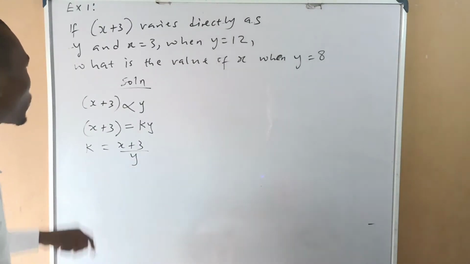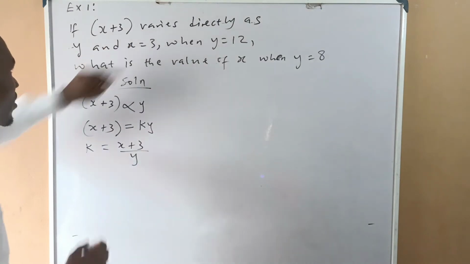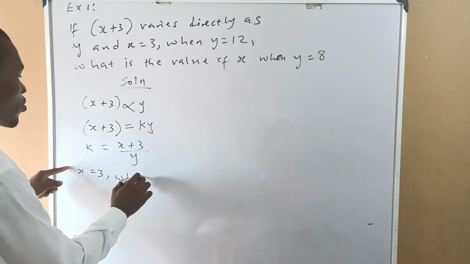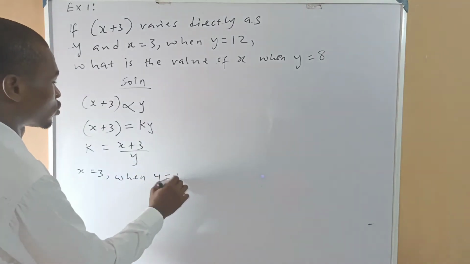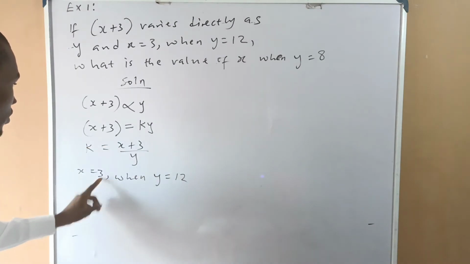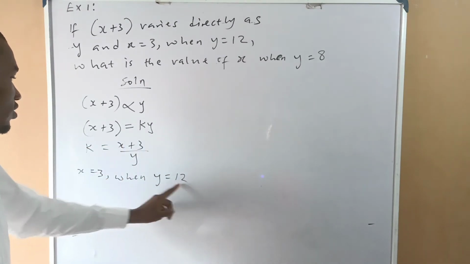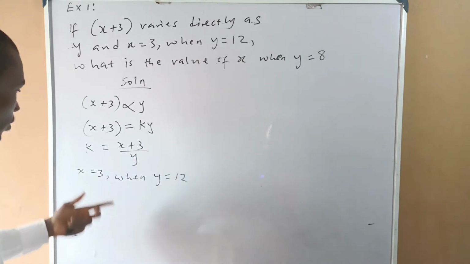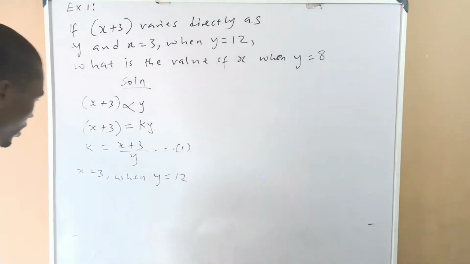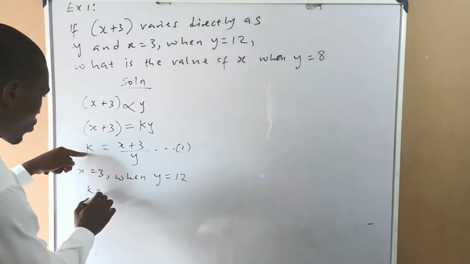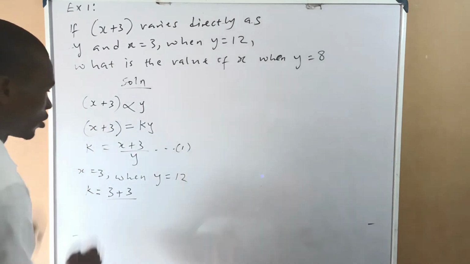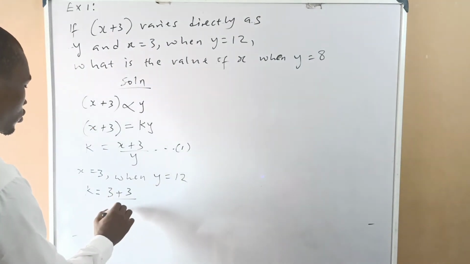Now remember, we are told that x is 3. So x is equal to 3 when y is equal to 12. That means wherever we see x here, we put 3, and wherever we see y, we replace it with 12. We are substituting the values of x and y in this given equation 1. Hence, we have that k is equal to, what is our x now? Our x is 3, plus 3, all over, what is our y? Our y is now 12.